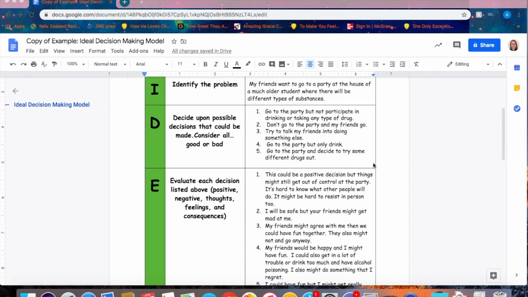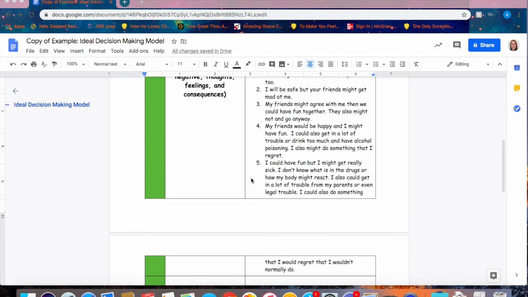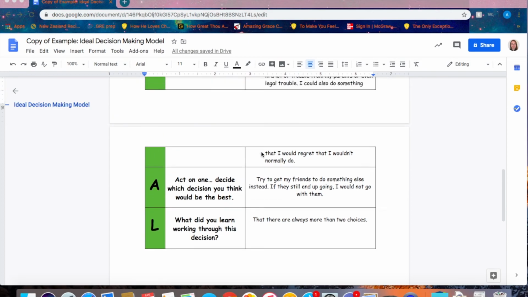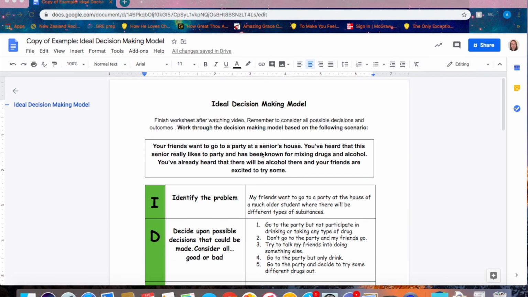saying, oh, if you don't drink or do drugs, then you can't go to the party at all, and everyone's gonna be super mad at you, blah, blah, blah. But like, as we see, that's not the only two options. There's lots of different options here. So just being able to recognize that there's more than one option for every situation. Okay, so that's that. That's the ideal decision-making model worksheet.